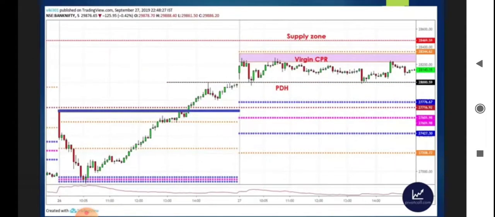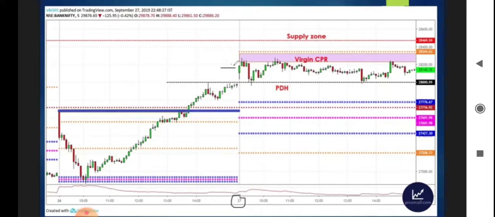This is the 27th. What happened? The same levels which I marked in the earlier chart. You can see it here, the previous day high which I marked. You can see the supply zone I marked here. So let us see what happened. Can you see what happened on the 27th?